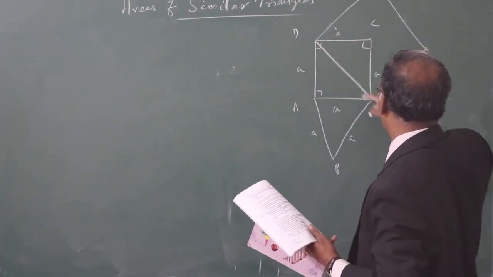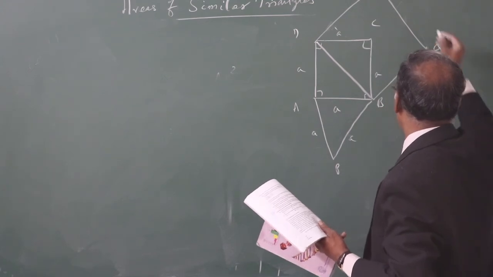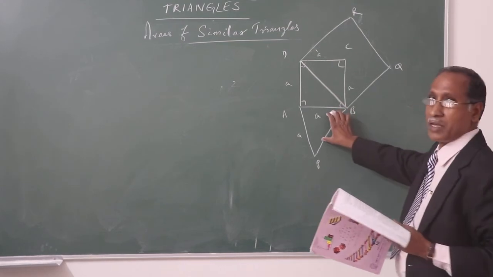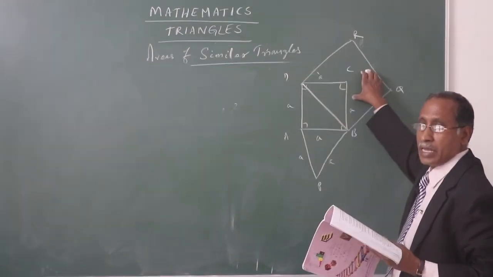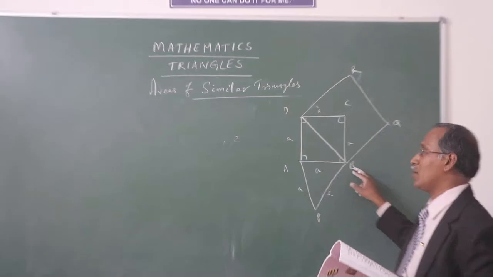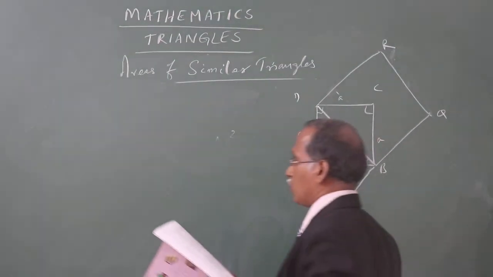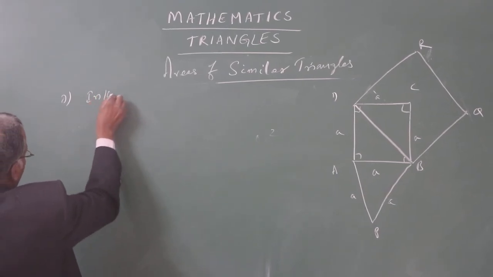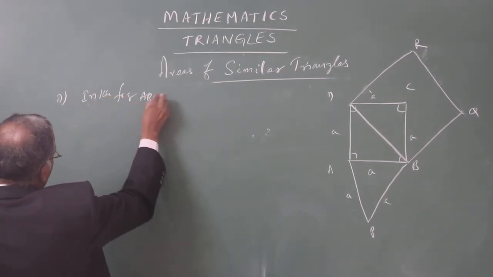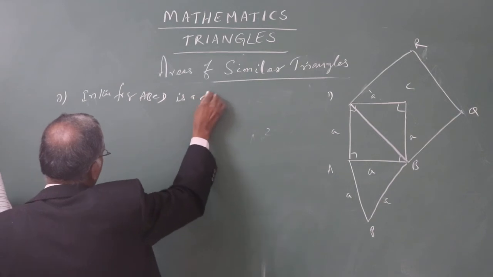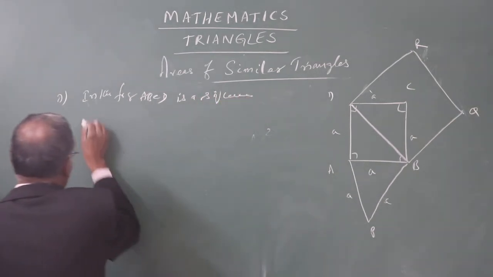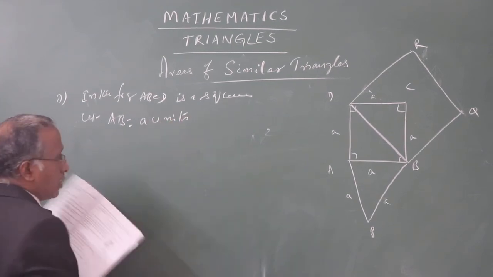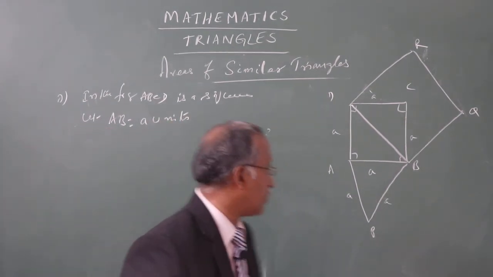DBQR is another square. We have to prove that the area of this triangle equals half of the area of the square described on the diagonal BD. That's what I have to prove. In the figure, ABCD is a square. Let AB equal A units here. So, I have taken one side equal to A units.